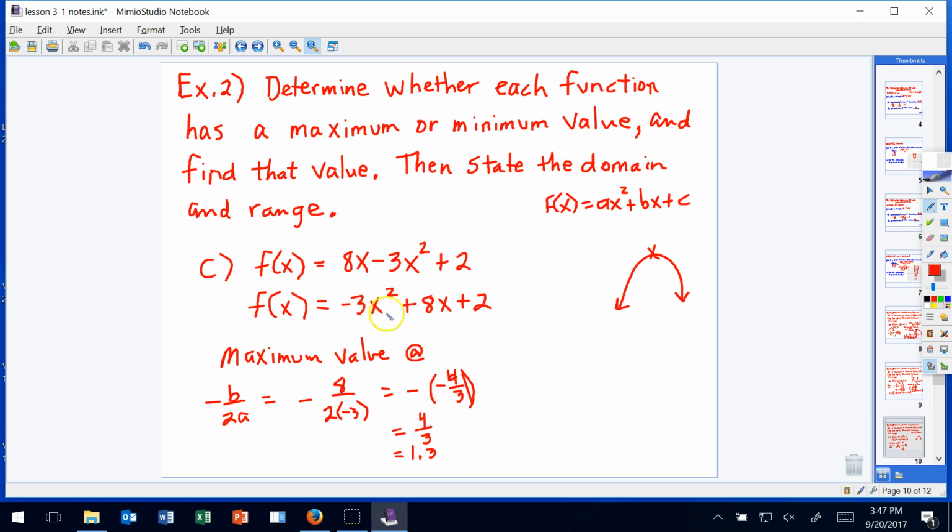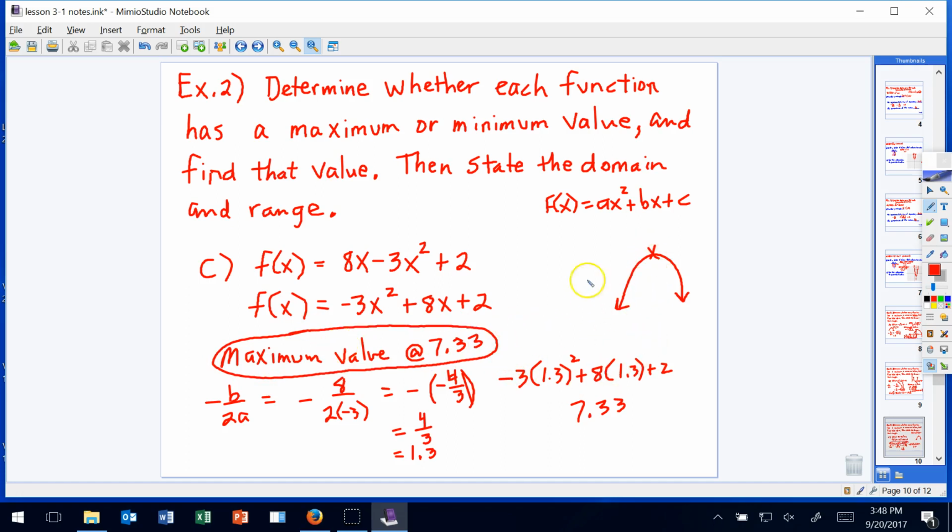So now to find out what the value is, we're just going to input 1.3. All right, and grab our calculator. Negative 3 times 1.3 squared plus 8 times 1.3 plus 2, and I got 7.33. So that ends up being, and it's rounded, but it's pretty close, that's going to be my maximum value.